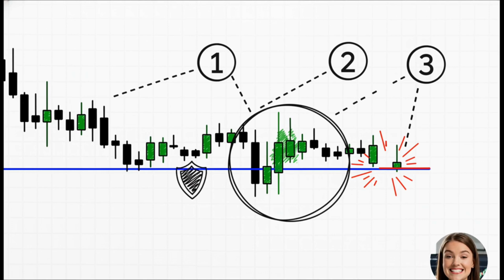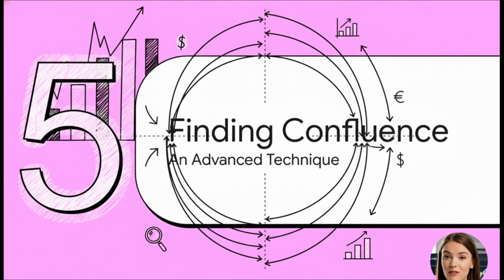First, you see the price come down and actually react at a key level, like the 61.8. It stalls there. Then, maybe you see a strong bullish candle form, like an engulfing pattern, showing that buyers are fighting back. And for the final piece of the puzzle, the price breaks above a small nearby resistance level. See? When you get multiple signals like this all lining up, your odds of a successful trade go way, way up.